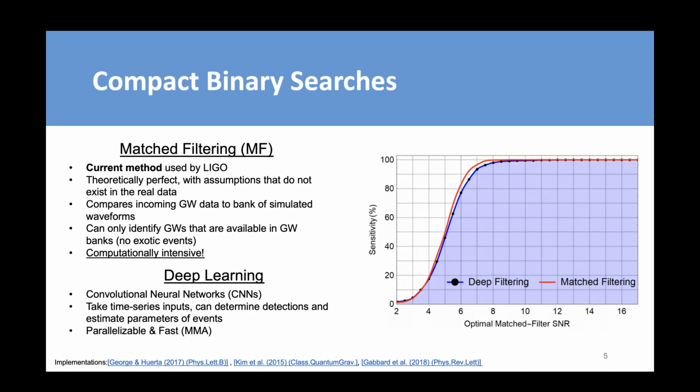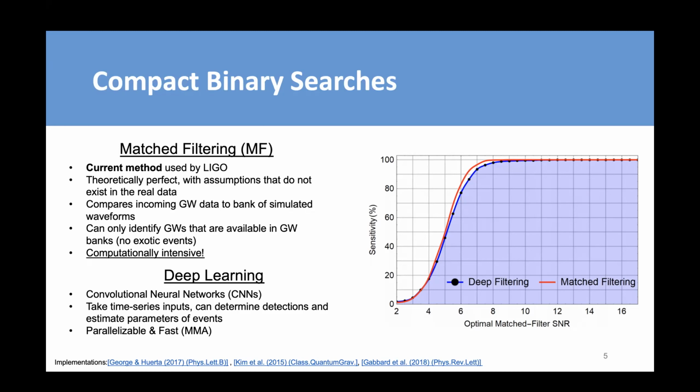There are your match filter pipelines, which are currently state of the art within LIGO. Match filtering compares your incoming gravitational wave data to a bank of simulated waveforms, which they call the template waveforms. You do a likelihood estimate on your incoming data and see which template waveform you match with the highest likelihood. That's your signal, or just background. The problem with match filter pipelines is that they're computationally intensive and take a while. The main problem is that if you don't have a template waveform, you can't run your fit with a waveform you don't have access to. So you won't be detecting any exotic events with this pipeline.